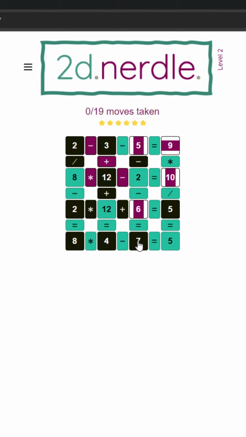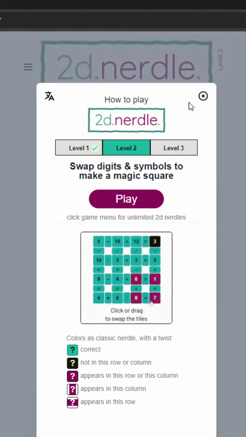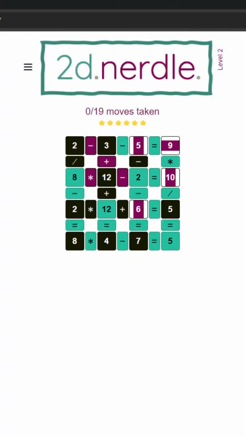Something times something minus something is equal to 5. Oh gosh, I'm fried. What does this mean? Is there a help? Oops, that's not what I wanted to do. Appears in this column, it appears in this row. Okay. Oh, now that I know what it means, that changes everything.